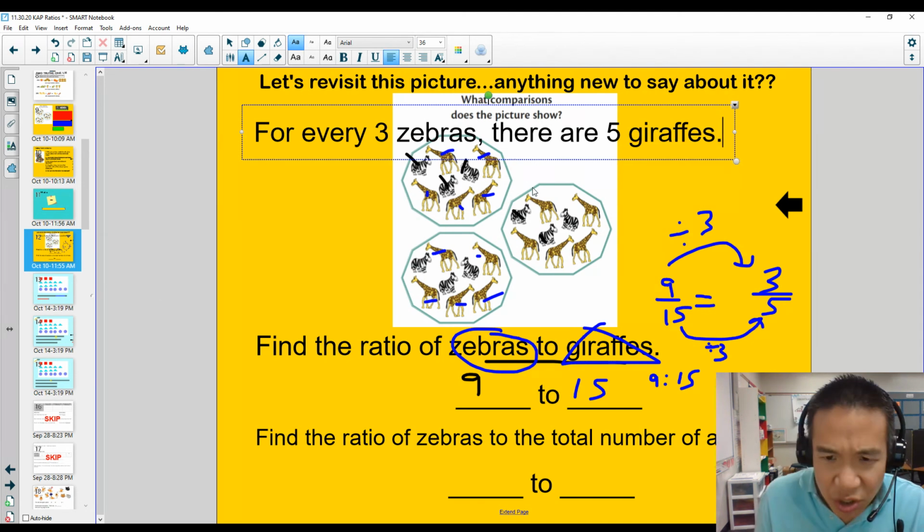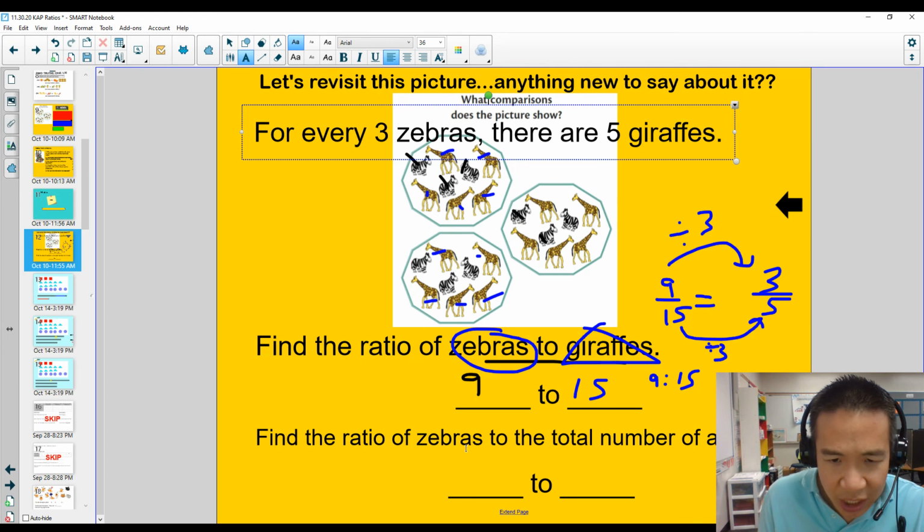Is that really true? Let's look inside this pen. There are 3 zebras for every 5 giraffes. So another way, there are 6 zebras for 10 giraffes, and then 9 zebras for 15. They all have equal ratios. Now, what we just did was something called part to part. So comparing a part of something to another part.